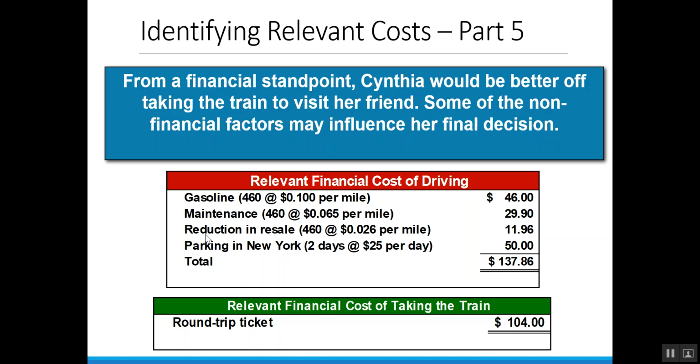$137.86. The relevant cost of taking the train is $104. So if you're looking at the differential between these two, it's $33.86 cheaper to take the train than it is to drive the car. Now, the intangible decision making that you have to factor in here is how does relaxing on the train relate to the convenience of having the car available in New York or the hassle of finding a place to park it.